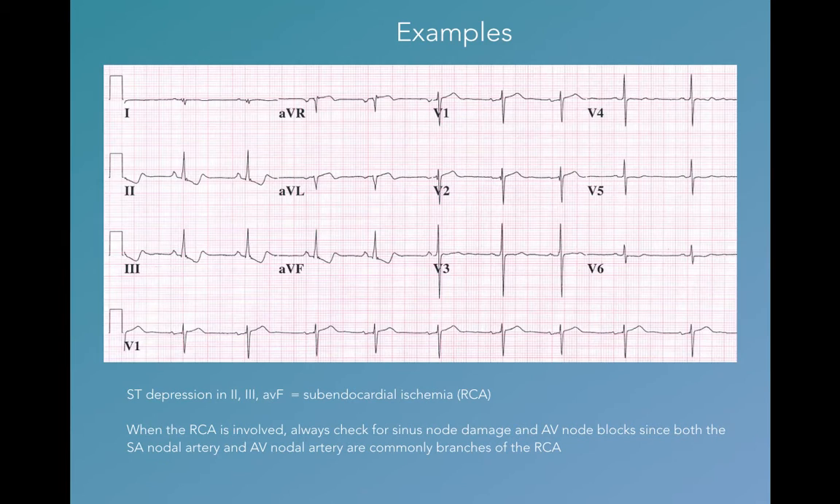The other thing that's important, and I should say, if it's 2, 3, aVF, you know that this is inferior, so it's going to be the right coronary artery. So when the right coronary artery is involved, what you want to check for is any type of block. Now that you know the different types of blocks, you want to check for all the signs of those, whether it's first, second, or third degree, because both the SA nodal artery and the AV nodal artery come off of the right coronary artery. But if you look at the rhythm strip below, it looks like a regular sinus rhythm.